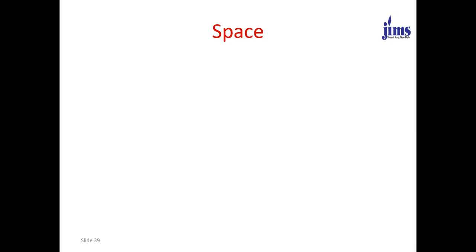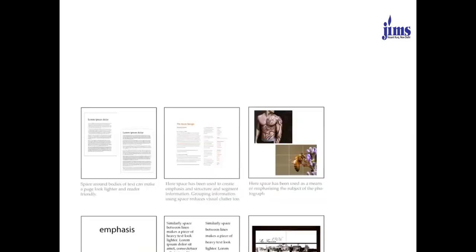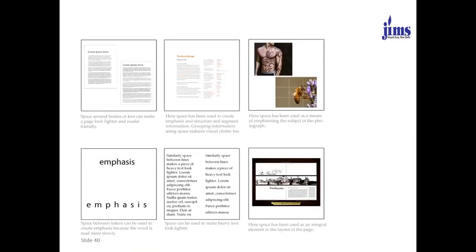All right. Moving on to the next element that you can see on your screen, which is space. Space is the distance or area between or around things. Space separates or unifies, highlights, and gives the eye a visual rest. See, if in a particular design we keep putting in all the elements and do not give any kind of space, it will not be a visual treat to our eyes.